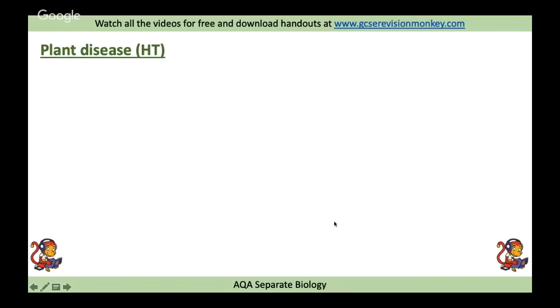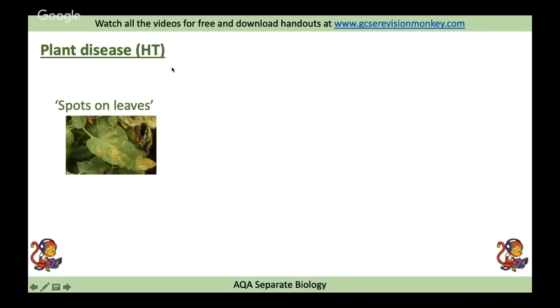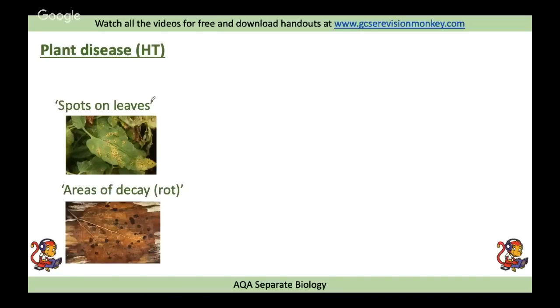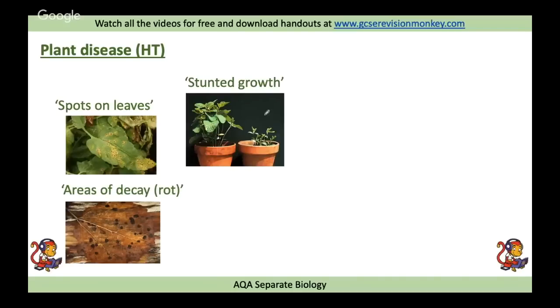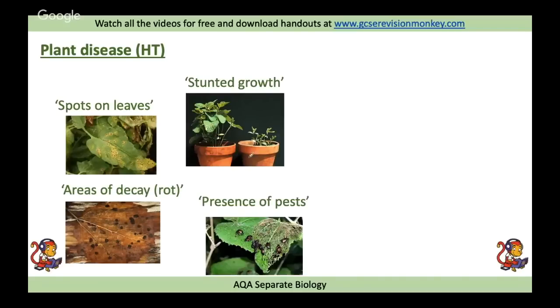Right, promise, final thing. Plant disease, higher tier only this little bit. So plant disease, you can identify these symptoms on the leaves, and a lot of them again are going to be linked to photosynthesis or a reduction in growth. So areas of spots on the leaf, you might look at this for tobacco mosaic virus or black spot or rose black spot. Areas of decay, stunted growth, and that will link to your nitrate deficiency as well perhaps.